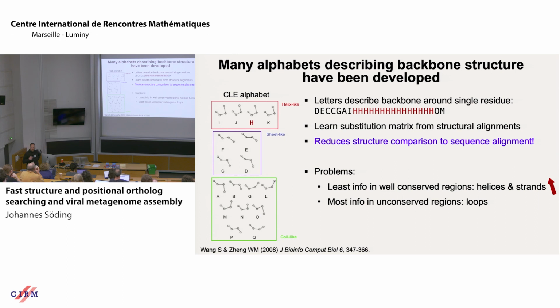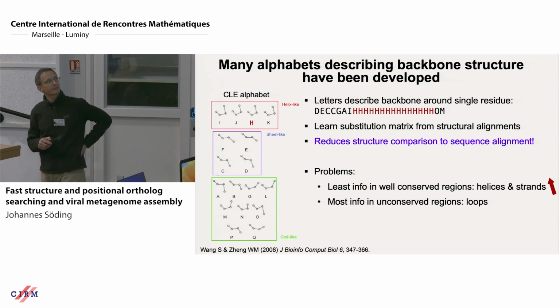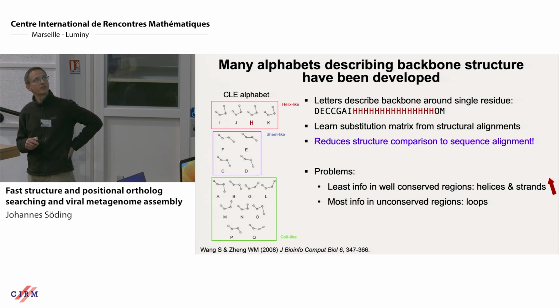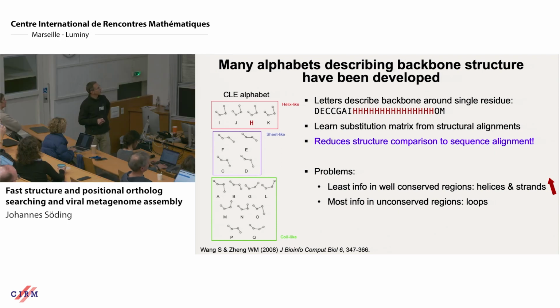So what all these people have done, really without exception, there are maybe 8 or 10 or so different types of methods that all rely on discretizing the backbone structure, so the C-alpha backbone structure of the proteins. And this is one called CLE. And you see that they have 4 different states for alpha helices, 4 for sheet-like structures or strand-like structures, and then the rest for coil-like structures, for loops and so on.